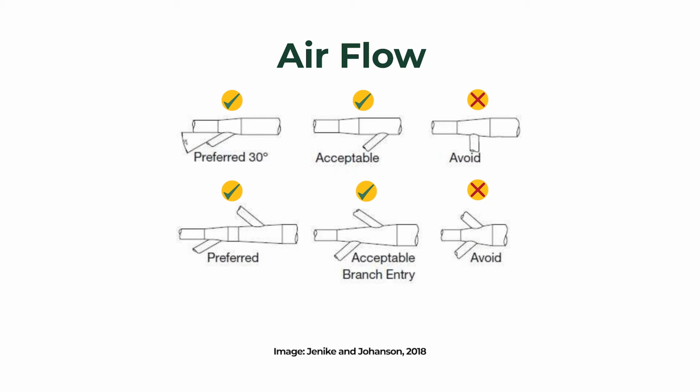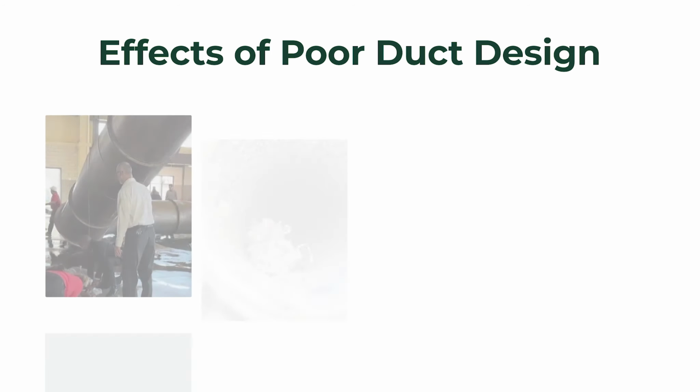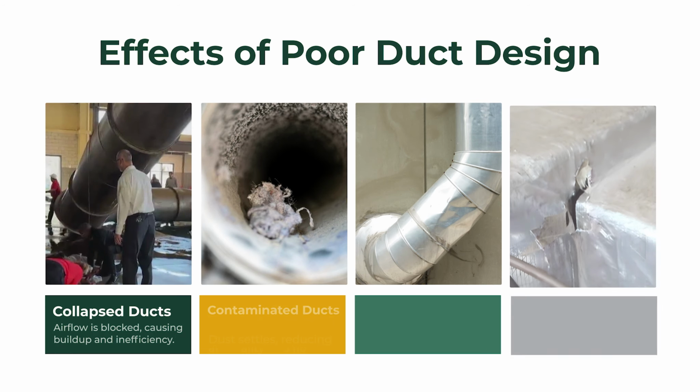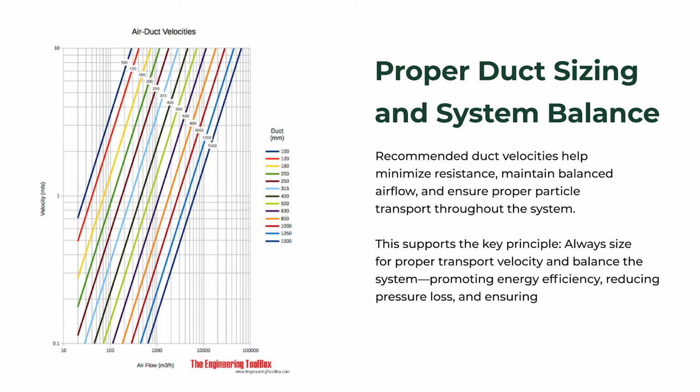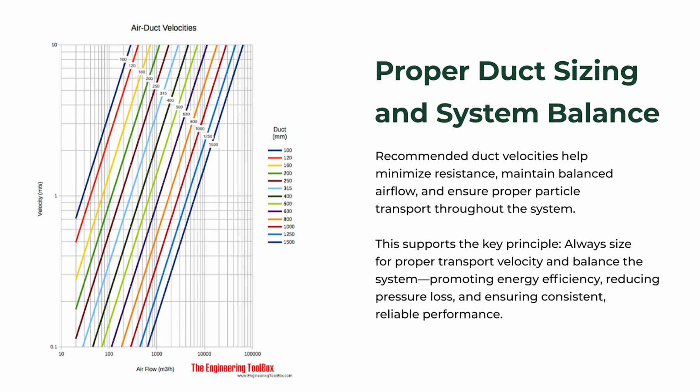turbulence and energy loss. Poor duct design can result in clogging, low capture efficiency, and higher operational costs. Avoid sharp turns, undersized ducts, and excessive branch entries. Always size for proper transport velocity and balance the system.